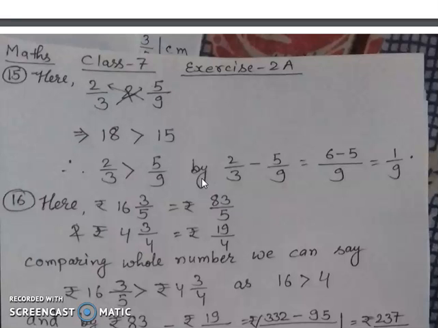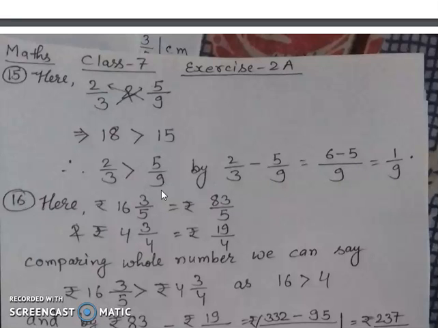And by how much it has been asked, so I have written "by". To know how much, from the greater we will subtract the smaller. So 2 by 3 minus 5 by 9. While taking the LCM, it becomes 9. And when 9 is divided by 3, it is 3. 3 into 2 is 6. In the same way, 9 divided by 9 is 1, and 1 into 5 is 5. So 6 minus 5 is 1. So 1 by 9.